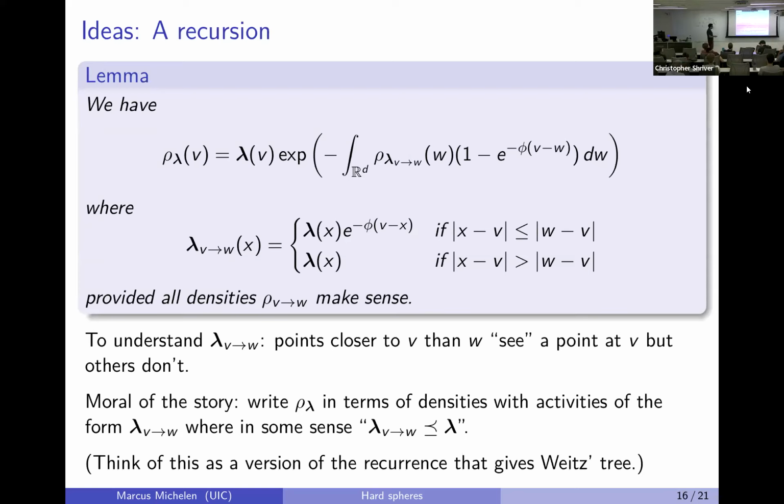So really what's happening here is this activity is saying points closer to V than W see a point at V and others don't. And if I do this in hard sphere world, this will end up meaning if I keep unwrapping, I will not have cycles. This means if I keep unwrapping this where my potential is the hard sphere potential, I will not have self-intersections.